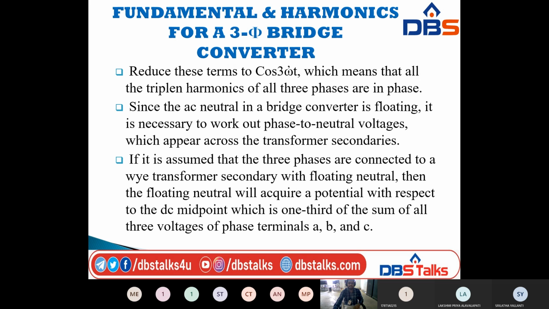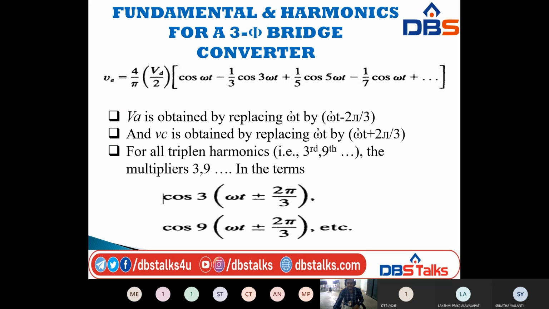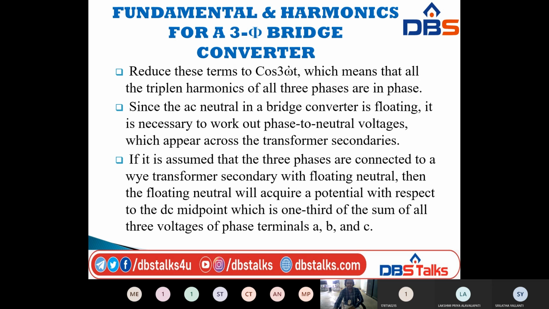So if we want to reduce these terms to cos 3 omega t, in the previous case I am taking these three, cos 3 of omega t plus or minus 2 pi by 3 and cos 9 of omega t plus or minus 2 pi by 3. But here, to reduce these terms to cos 3 omega t, it means that all the triplen harmonics of all three phases are in phase.